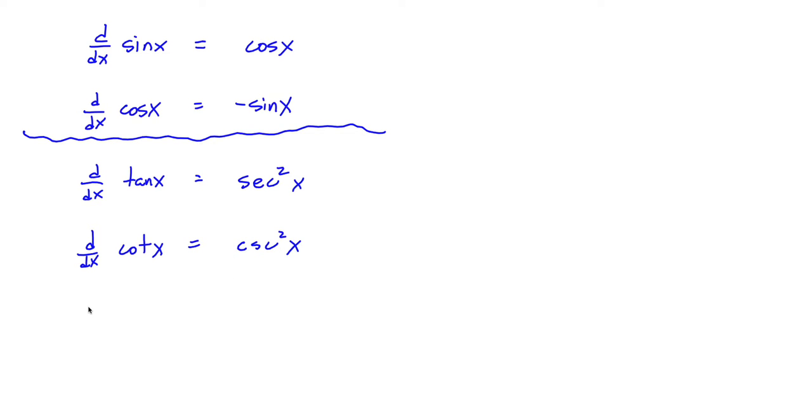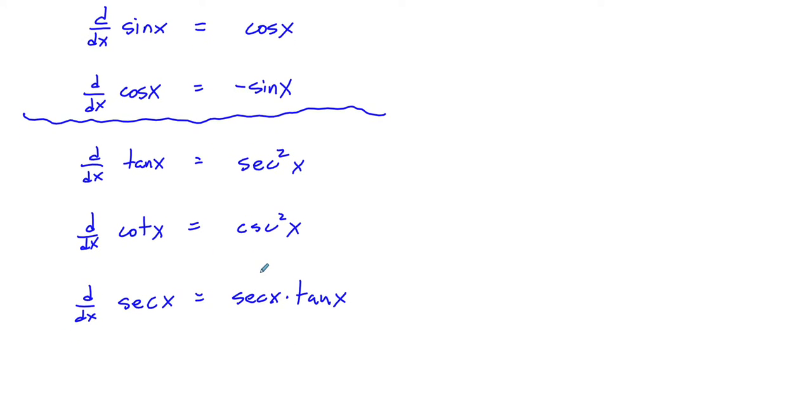Okay, then I'm going to do secant, the derivative of secant. Oh, we did cosecant, didn't we? Shoot, I should have planned that better. The derivative of secant is secant tan. So then the derivative of cosecant is cosecant cotan.